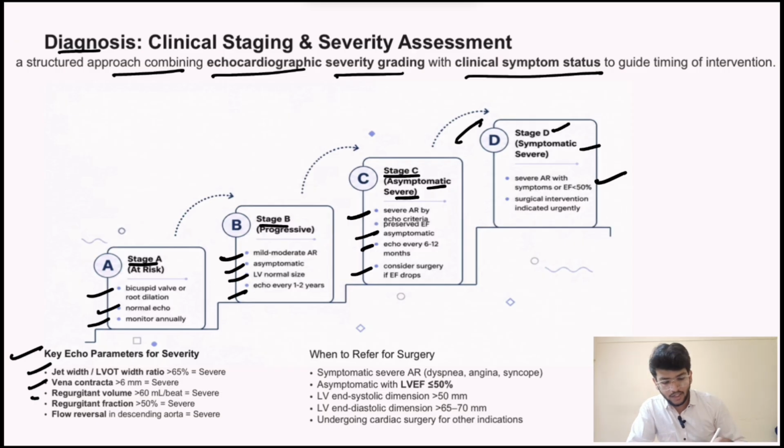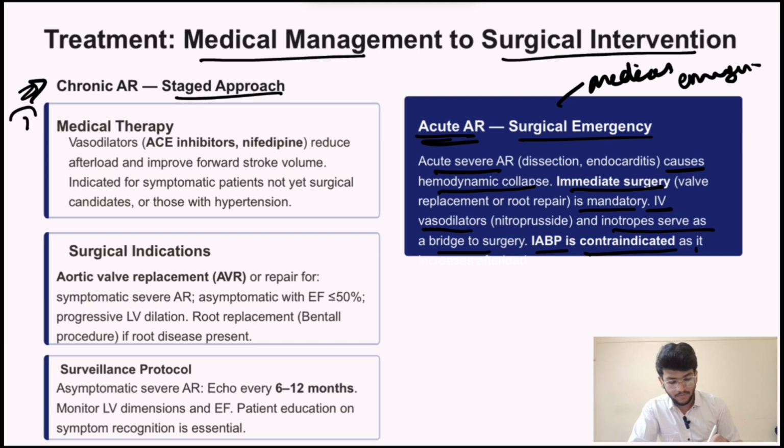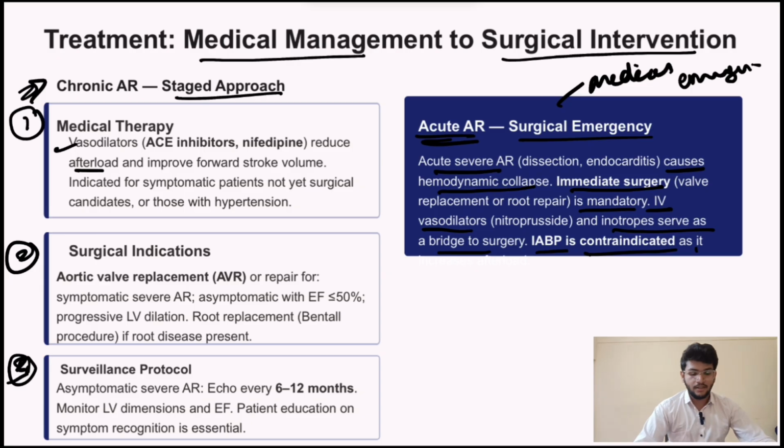Next we have chronic aortic regurgitation. It has a staged approach, that is first the medical therapy, then we have surgical indications and surveillance protocol. At medical therapy, we will start with vasodilators like ACE inhibitors like enalapril, and nifedipine, calcium channel blockers that reduce the afterload and improve forward stroke volume, indicated for symptomatic patients not yet surgical candidates, and those with hypertension. We can treat them with medical therapy.